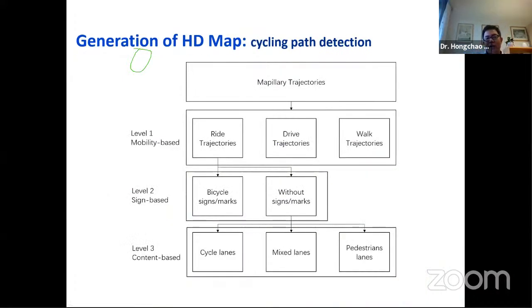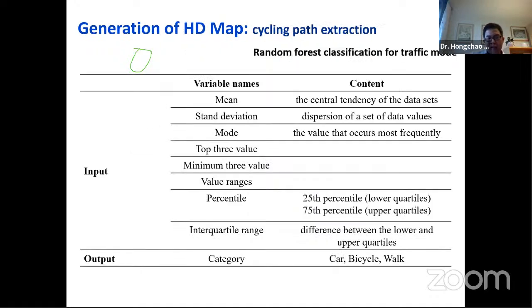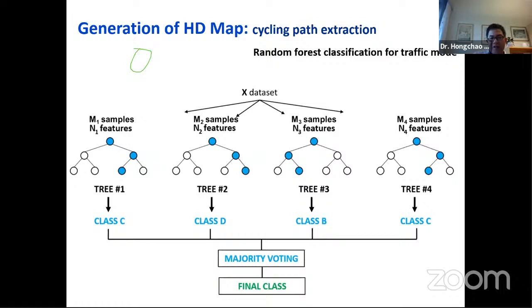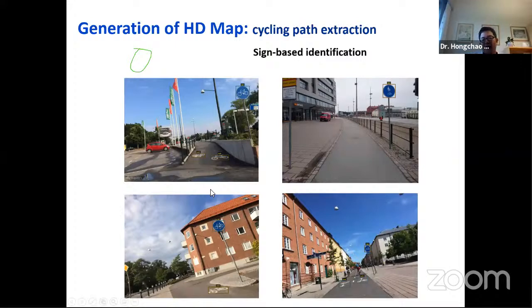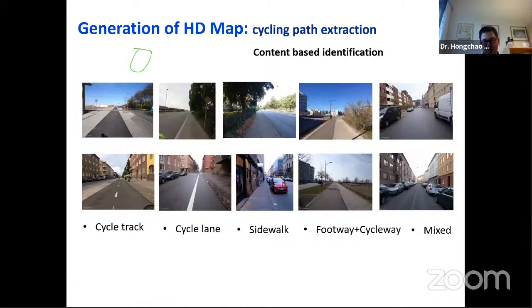So we designed the network as here, a multi-level network, to use the speed and the image content, and to build a deep forest, random forest classification network, to decide whether a trajectory is a road, a cycling network, or a car network. Here we even check the signs, the cycling sign, the bicycle sign on the road, and the traffic signs on the street, to see where there is a cycling road.